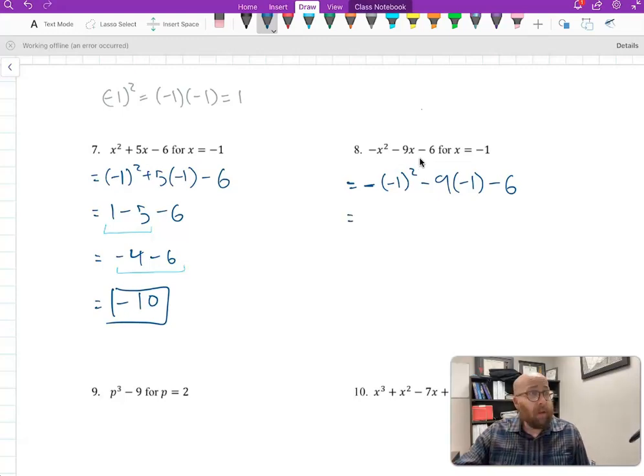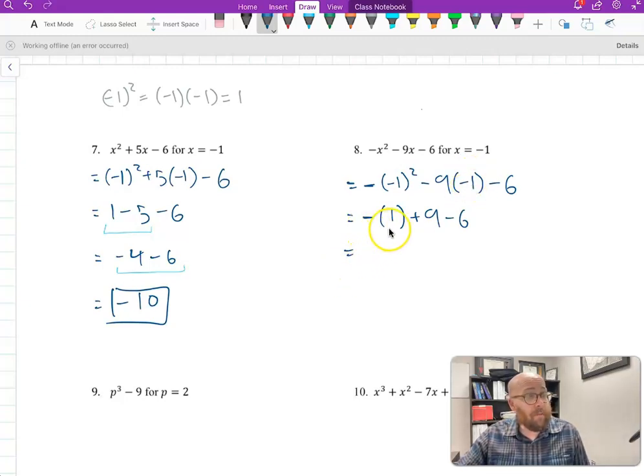Now, notice right here, this is the negative of negative 1 squared. We're going to take the negative of whatever negative 1 squared is. And we already did negative 1 squared over in problem 7. We looked at how negative 1 squared is a positive 1. So we have the negative of positive 1. Negative 9 times a negative 1 is a positive 9 minus 6.